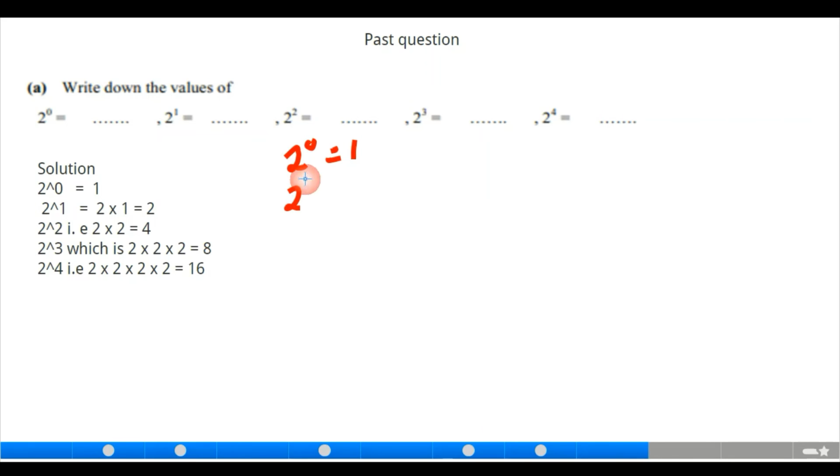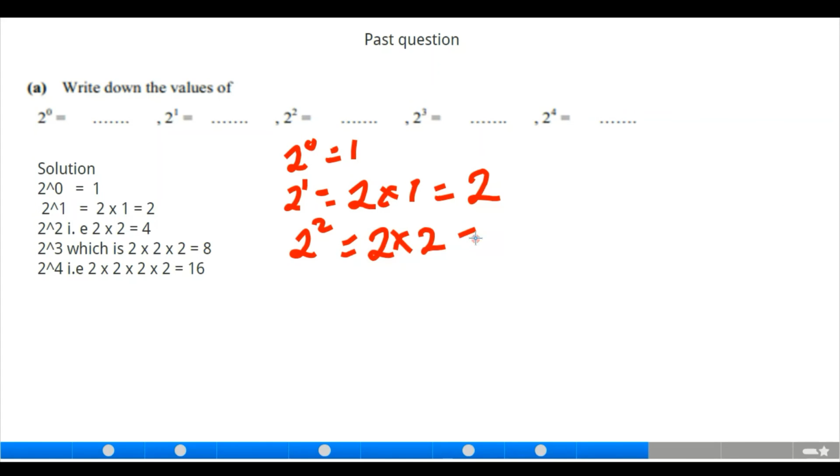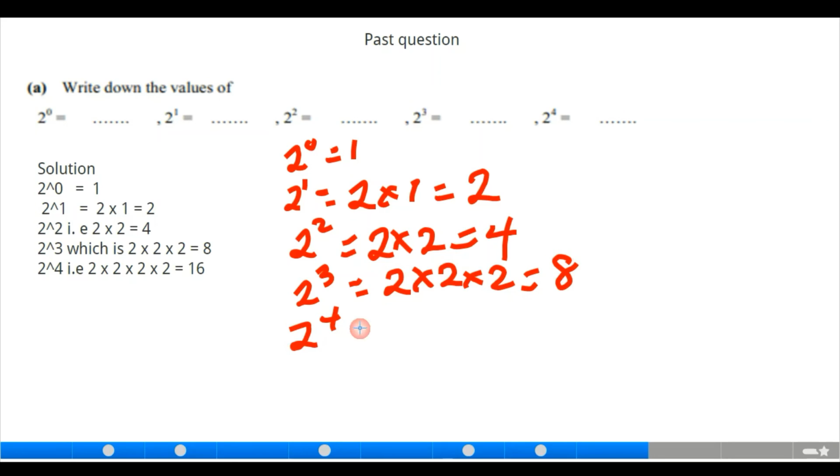Now, for 2 raised to power 1, that implies that you are multiplying 2 in how many places? Just 1 place. So it's going to be 2 times 1, which is what? 2. Now, for 2 raised to power 2, that implies you are multiplying 2 in 2 places. That is 2 times 2. 2 times 2 is what? 4. 2 raised to power 3, you are multiplying 2 in 3 places. So 2 times 2 times 2. 2 times 2 is 4. 4 times 2 is what? 8.